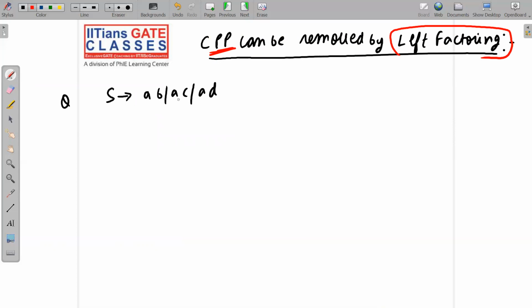Say as simple as S goes to AB, AC, AD, and obviously there is a common prefixes problem on A. So what we will say, as simple as, S goes to A A', then A' will go to B, C, or D. That's it. So obviously now the common prefixes problem is over.